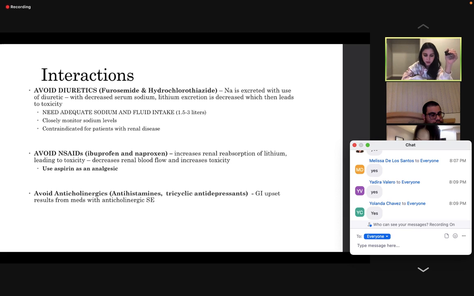Avoid anticholinergics, antihistamines, tricyclic antidepressants, and first-gen low-potency antipsychotics because they're anticholinergics. GI upset results with meds that have anticholinergic side effects. So all the meds we've discussed. Makes sense, guys? Important stuff.